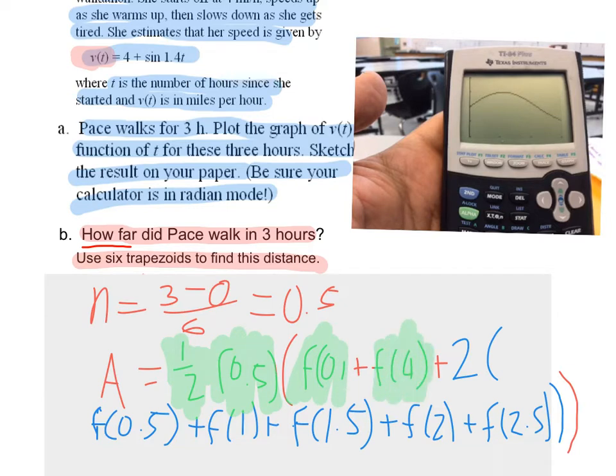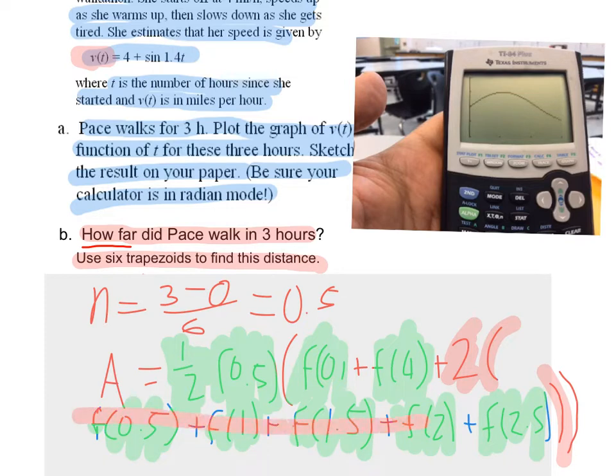And then all the terms in between happen twice because when you put all of the areas next to each other, you will see two f of 0.5s, two f of 1s, two f of 1.5s. So these things happen 2 times, which is why they're inside a parenthesis that has a 2 up front. I hope that makes sense. So 2 times these values because these really happen 2 times. Let's move on.